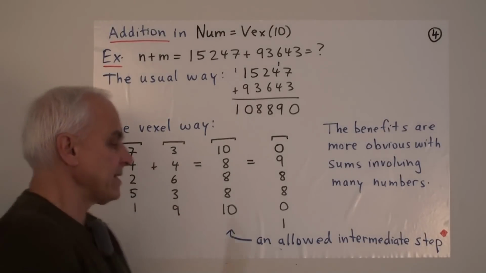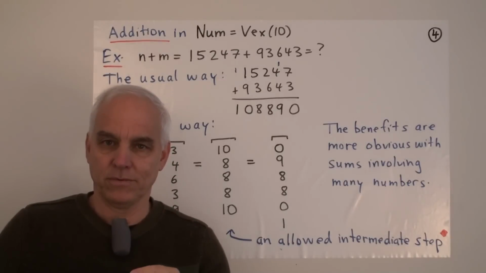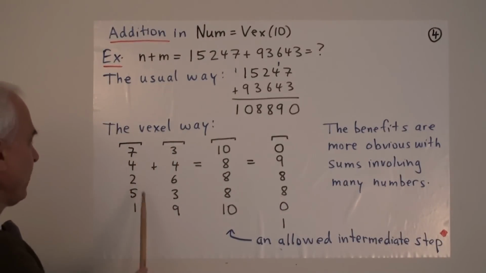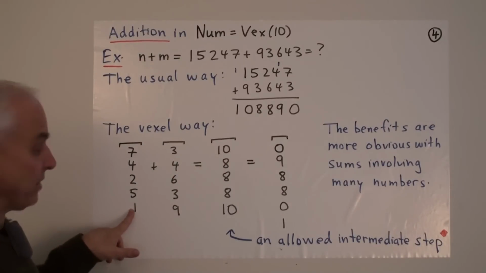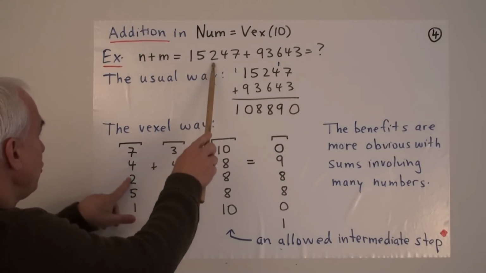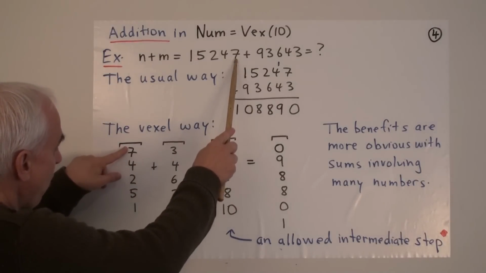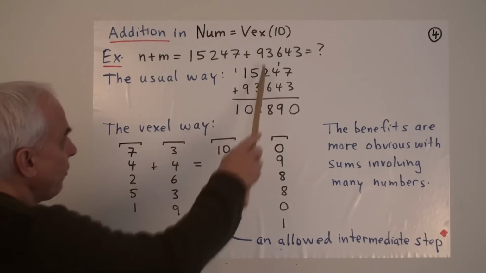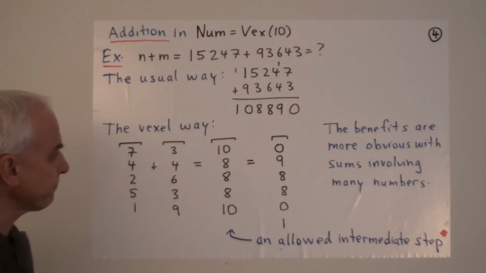Okay, let's look at the same operation in a vexil point of view. All right. So this number n is represented by this vexil. Basically, the left point here corresponds to the bottom entry. So 1, 5, 2, 4, 7. Or another way to think about it was we're reading it from the ones first. 7, 4, 2, 5, 1. And this one over here is 3, 4, 6, 3, 9.